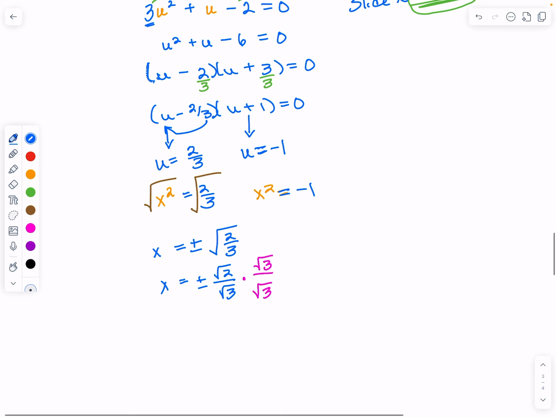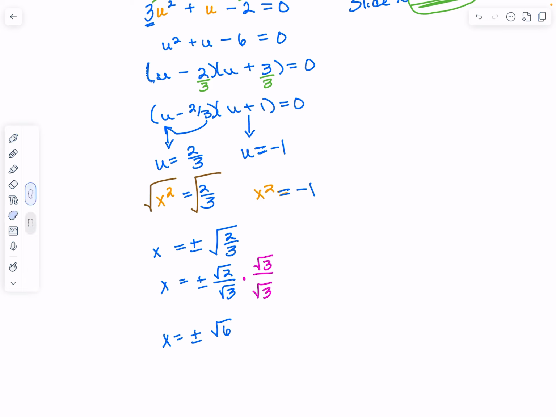So my x is going to be plus or minus the square root of 6, because I'm going to multiply the 2 and the 3 together. They're both square roots, so they can party together, right? So 2 times 3 is 6. And on the bottom, I have a 3. So that's one of my answers. That's for that guy.